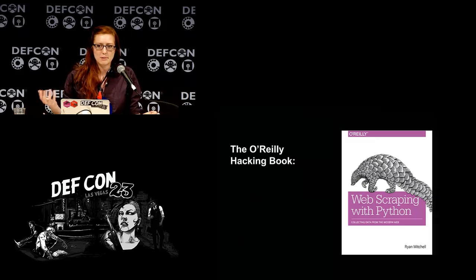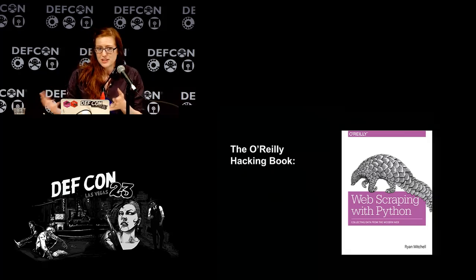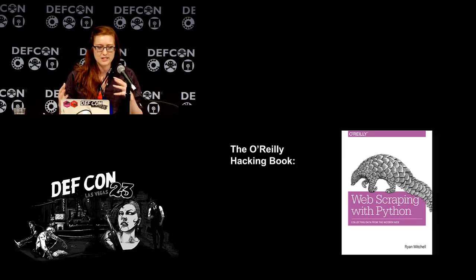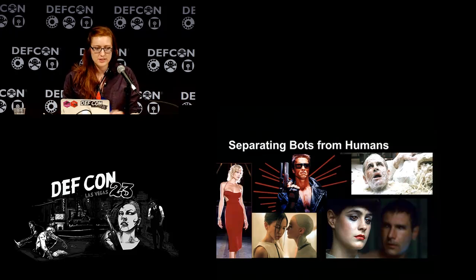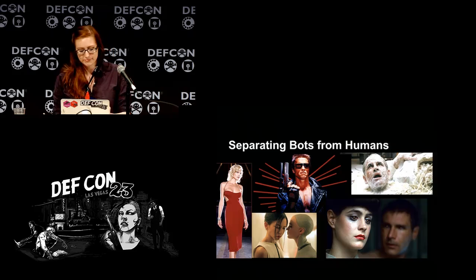Because if you're a web administrator, what do you want to do? You want to figure out who's the human, who's the bot, so you can stop the bots and send them CAPTCHAs and cease and desist letters and block their IP addresses and all of that stuff. And obviously, if you're a web scraper, you want to try to avoid the administrators from stopping you. So it's this constant back and forth. So this could be called separating the bots from the humans, but it could also be called how to look like a human when you're a bot. And as we've seen from the movies, this is very important.